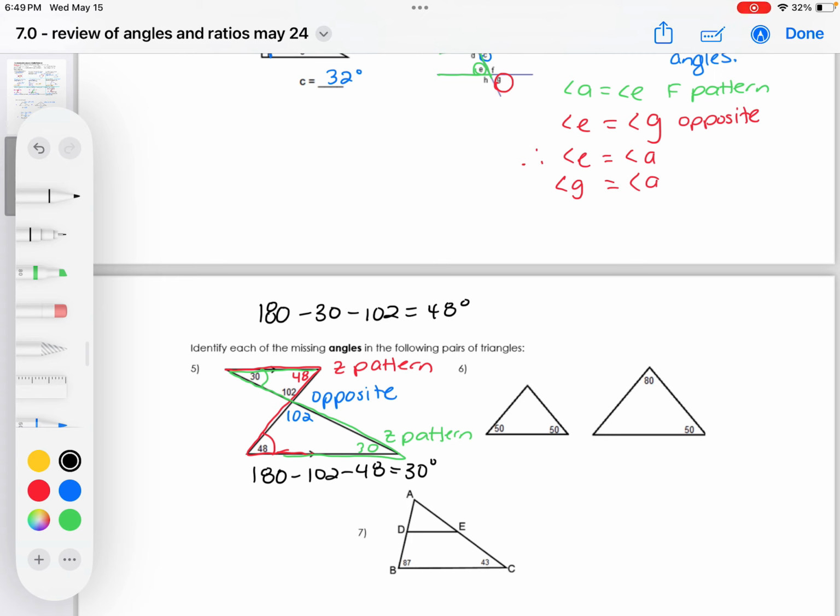So in number 6, the triangle in either case has two of the angles, and we don't really know anything else about their lines. They're not really touching. There's no opposites. So I think we have to use the interior angle property. Okay, so I'll do the one on the left first. 180 minus 50 is 80.